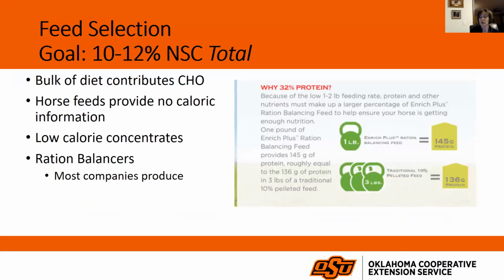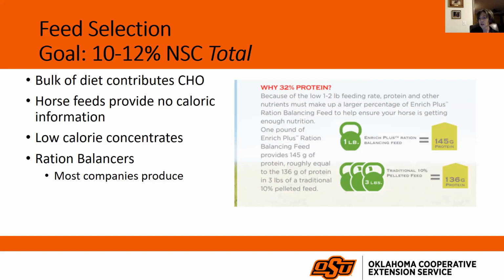So thinking about concentrate selection, again, we want to make sure that 10 to 12% of the total diet is non-structural carbohydrates. Again, refer back to testing the forage. With our concentrates, it can be a little frustrating for our owners because our horse feeds don't really provide caloric information. And when we're trying to reduce the overall energy intake of the horse, that can be hard to know, well, how much is he actually receiving?